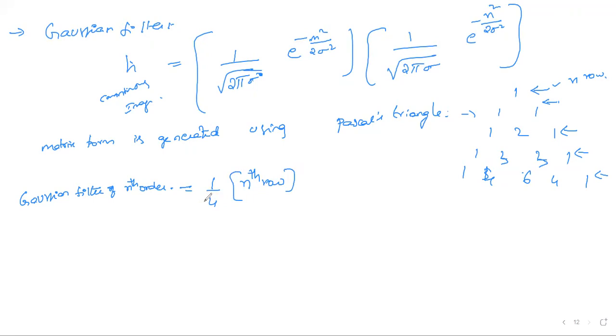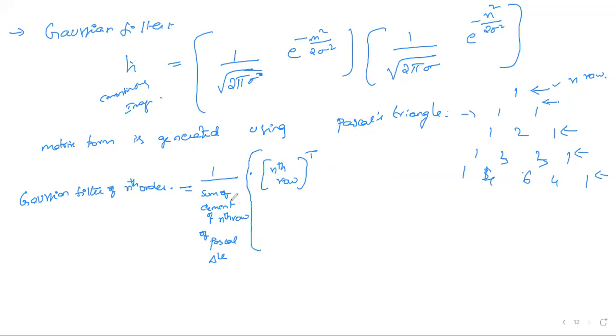Sorry, not 1 by 4. It is 1 by the sum of elements of the nth row of Pascal triangle, into nth row transpose, into nth row.